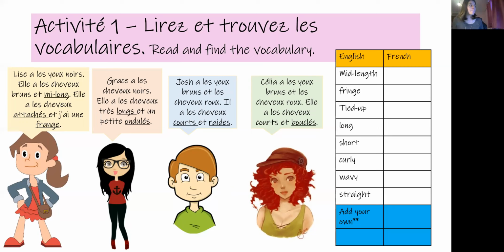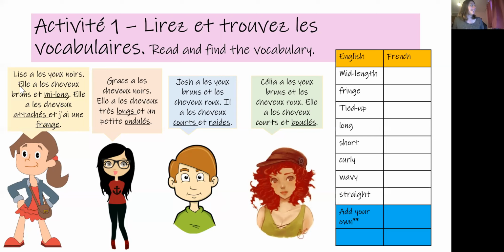So the first one, it says, Lise a les yeux noirs. Elle a les cheveux bruns et mi-longs. Elle a les cheveux attachés et j'ai une frange.